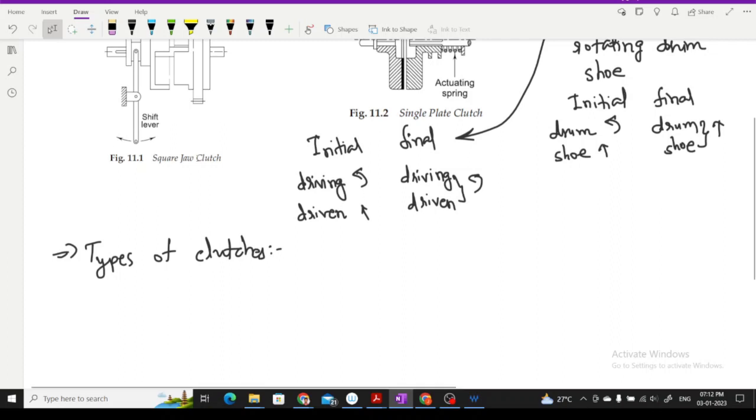Okay, so engaged position we are taking as final. Yes, see, whenever you are pressing the clutch pedal, at that time disengagement takes place. Then only it will allow you to shift the gears in your gearbox. Are you getting what I'm saying?